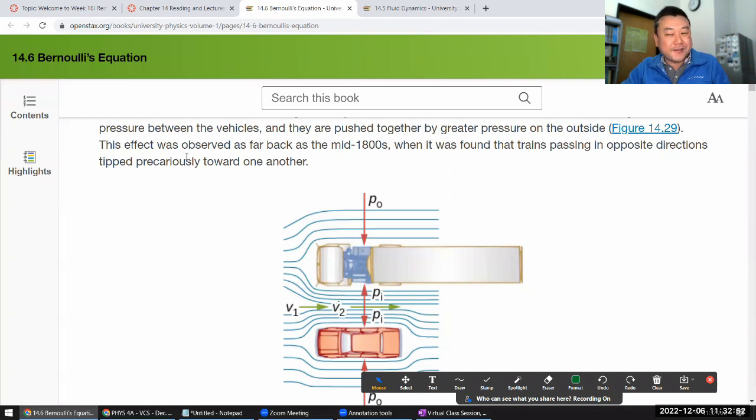When it was found that trains passing in opposite directions are different from the same direction, though. So tip precariously toward one another.